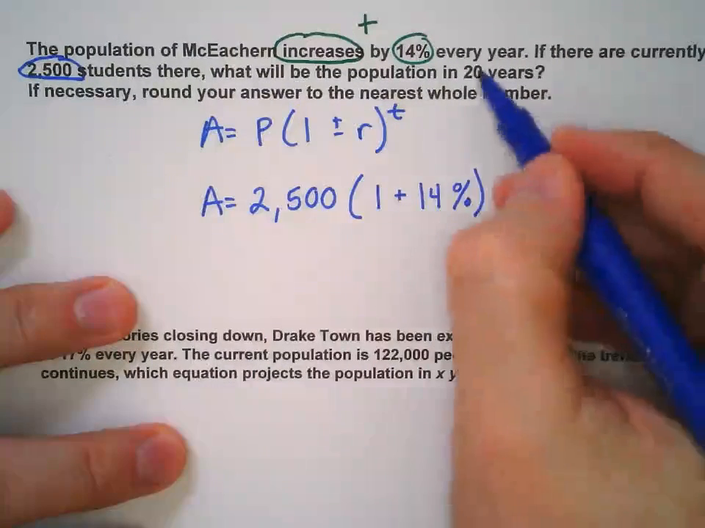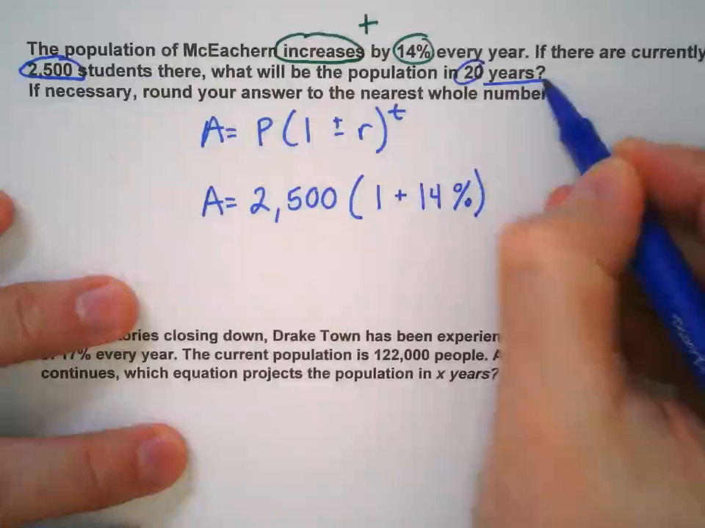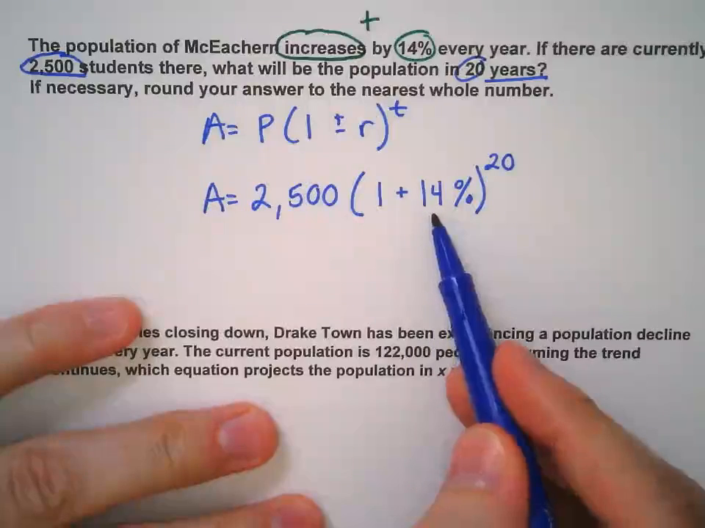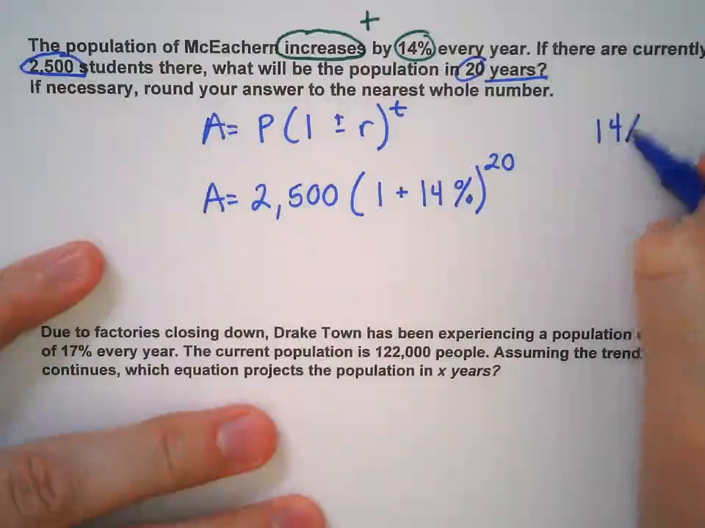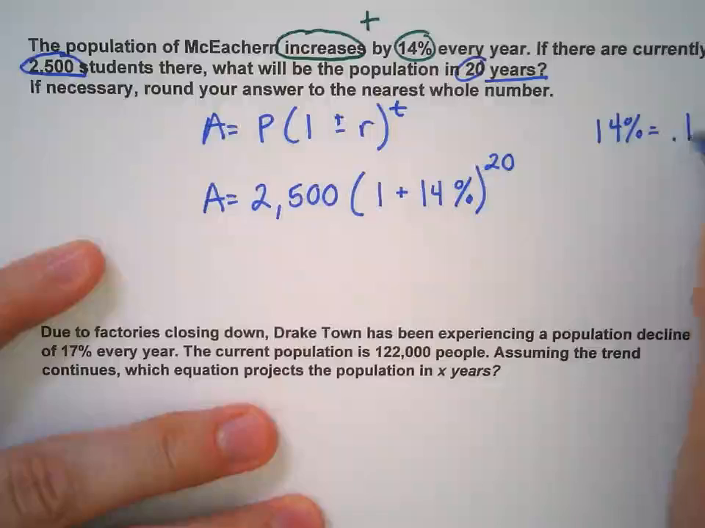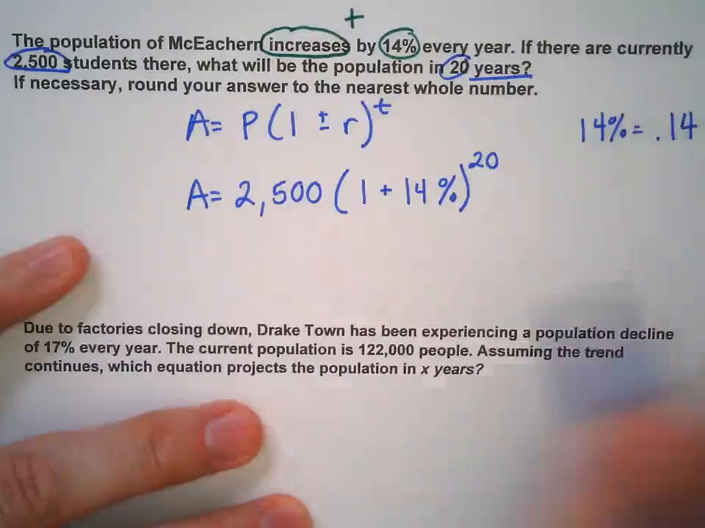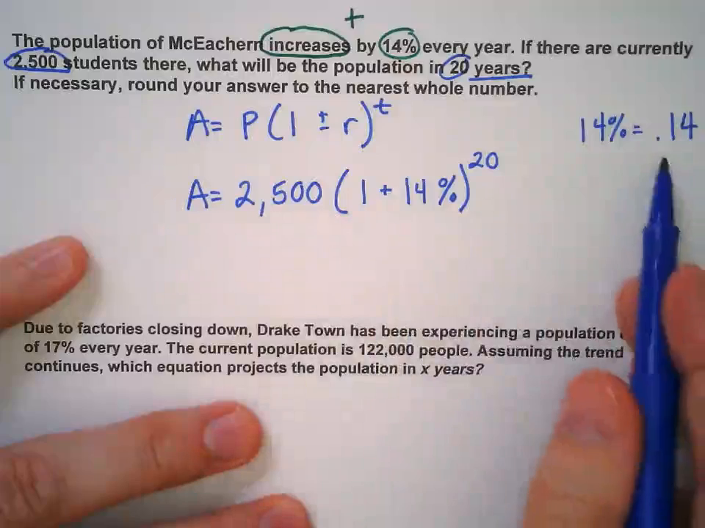All right, and how much time has gone by? Again, we want to know the population after 20 years. So we're going to put 20 for our time. And something to help you out with this as well: 1 plus 14%. Remember, 14% as a decimal is just 0.14. So what is 1 plus 0.14?